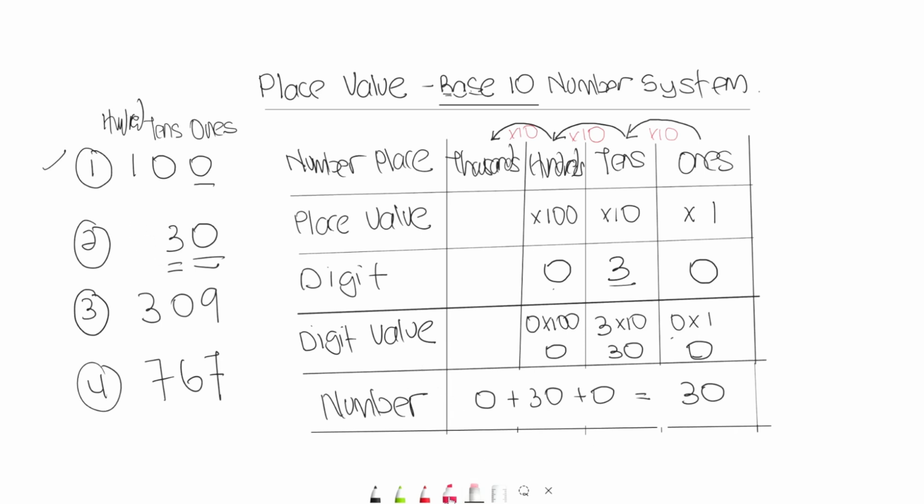Okay. Now, let's look at the third example, which is 309. Okay, 309. Now, what happens here?